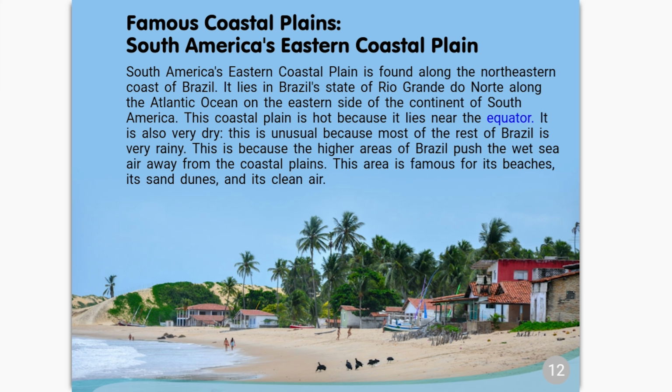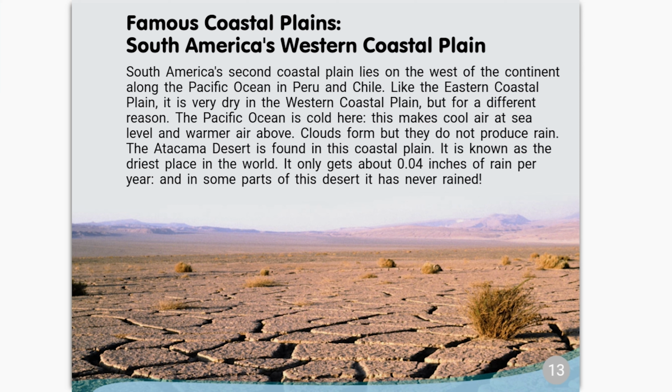Famous coastal plains, South America's western coastal plain. South America's second coastal plain lies on the west of the continent along the Pacific Ocean in Peru and Chile. Like the eastern coastal plains, it is very dry in the western coastal plain, but for a different reason. The Pacific Ocean is cold here. This makes cool air at sea level and warmer air above. Clouds form, but they do not produce rain.